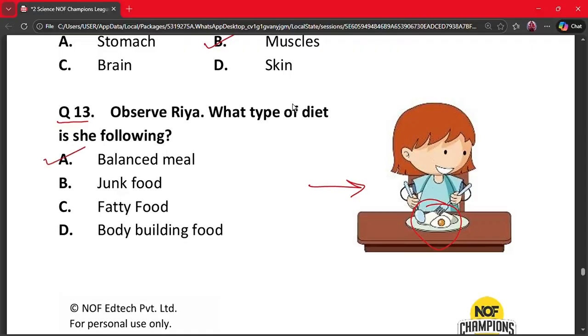A balanced meal contains all types of nutrients like carbohydrates, proteins, vitamins and minerals. Since Ria is eating a variety of healthy foods, she is following a balanced diet. As we can see, she is eating rice and eggs together. So it is a variety of different foods which have carbohydrates, protein, vitamins and minerals. So it is a balanced diet.